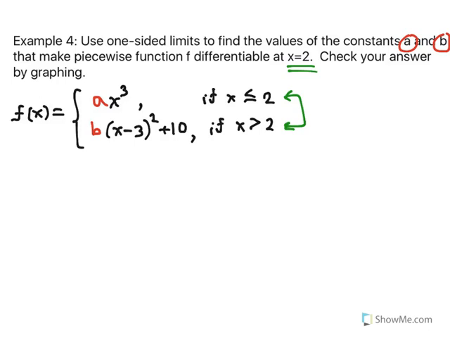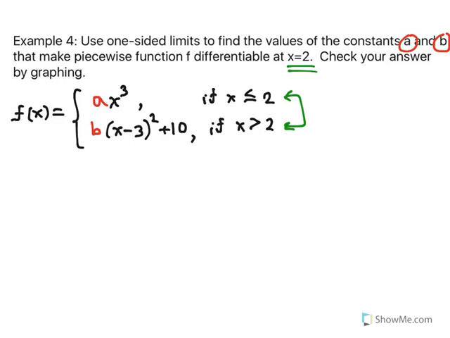So we need to figure out what the values of a and b should be so that the two pieces will connect smoothly at x equals 2. Because that's what's going to make sure that because they connect, they will be continuous. And remember, continuity is necessary for differentiability. But the next thing that we've got to make sure is not only do they connect, not only is the function continuous at x equals 2, but the two pieces connect smoothly so that we also have differentiability at x equals 2.